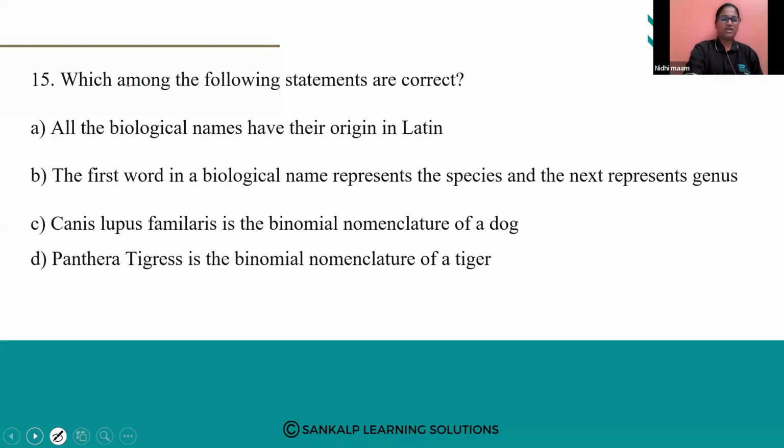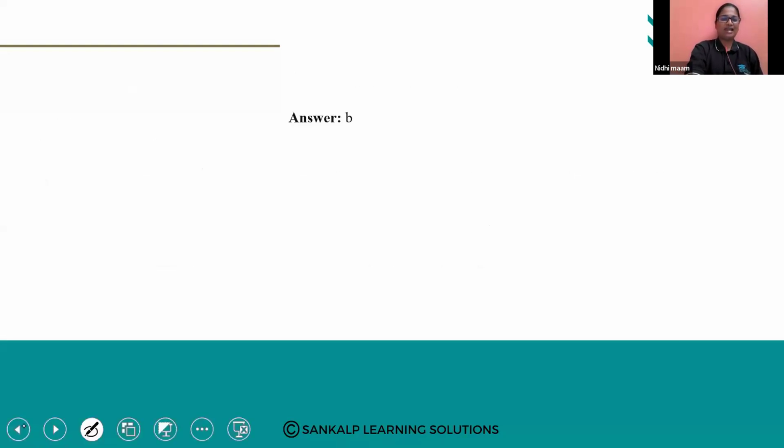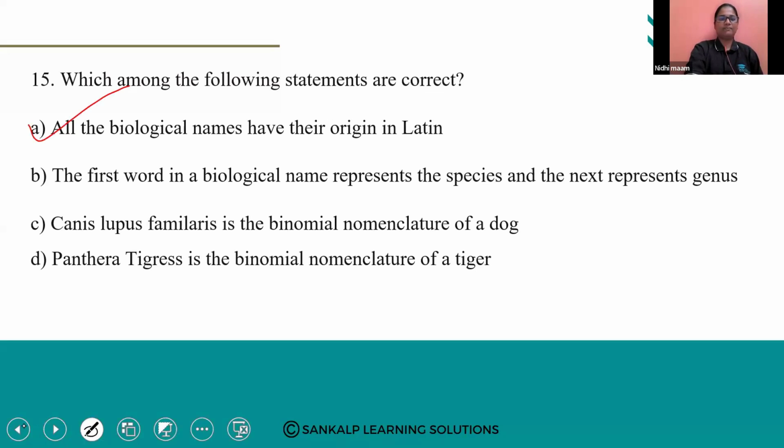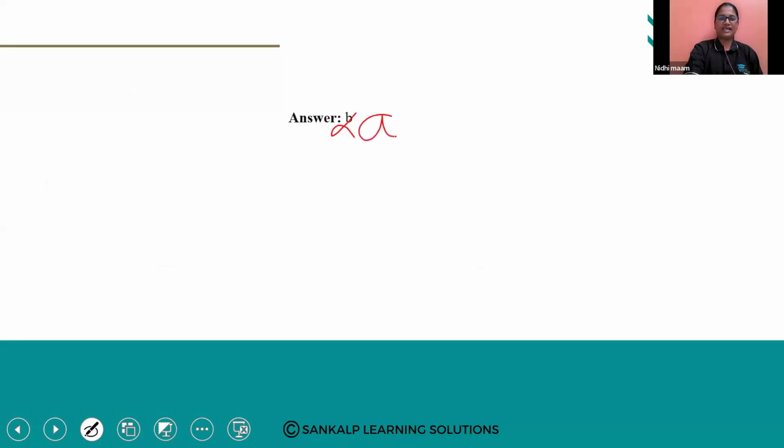Most of you voted for option A. All the biological names have their origin in Latin. So option A is the right answer. Not B. Option A is the right answer.